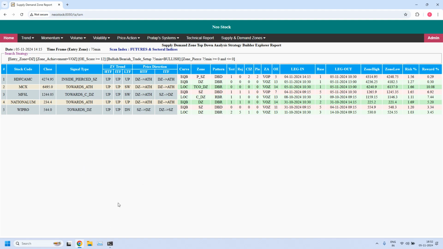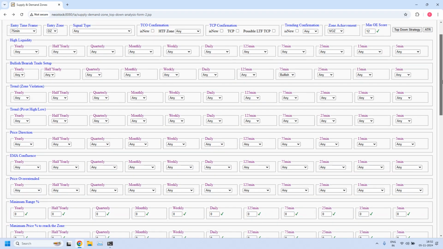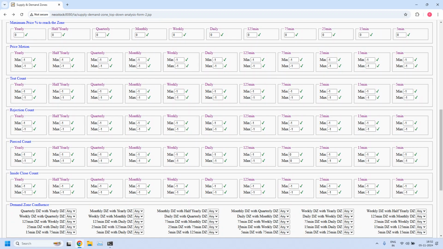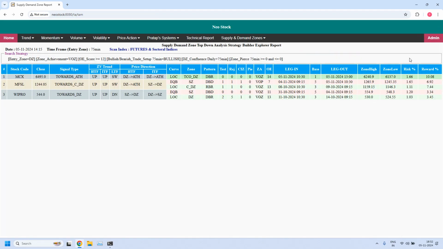Let's verify. The first filter is based on LTF and ITF demand zone confluence, that is 75 minutes demand zone with daily demand zone confluence. I am enabling the filter. With this filter, we got 3 stocks. In these 3 stocks, the 75 minutes entry demand zones are part of the daily demand zones, and the daily trend is up.